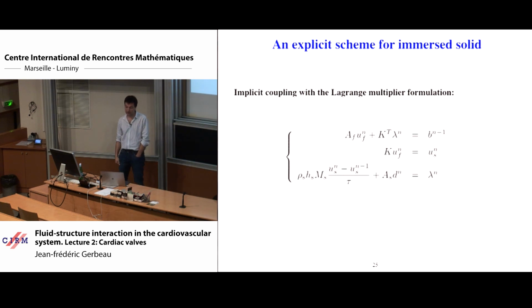So this is the problem we want to solve. Just like yesterday, we have a solid here, we have a fluid here with this Lagrange multiplier formulation. You have to remember that we use here Dirac meshes for the Lagrange multiplier, and K is the interpolation matrix of the structure nodes in the fluid domain. And we want to split these two equations in order to solve them iteratively, only once per time step.